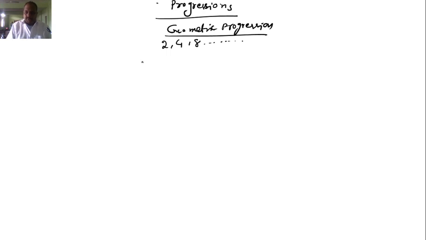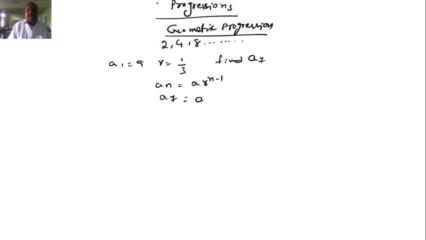Question 6.5, exercise: A1 is given as 9, R is equal to 1 by 3. Find A7. I already told you the nth term of a GP is A R to the power of n minus 1. For the seventh term, it must be A R power 7 minus 1, which means 6.